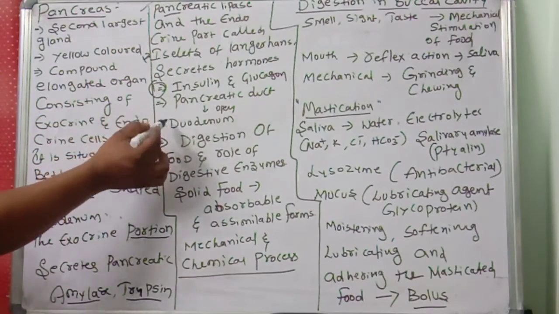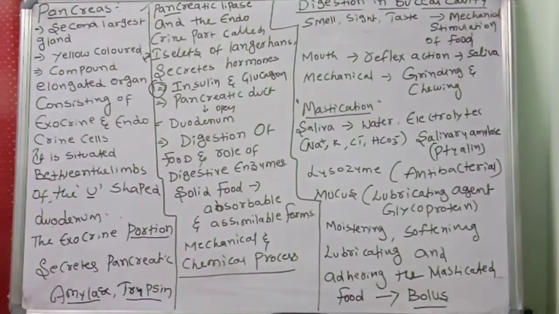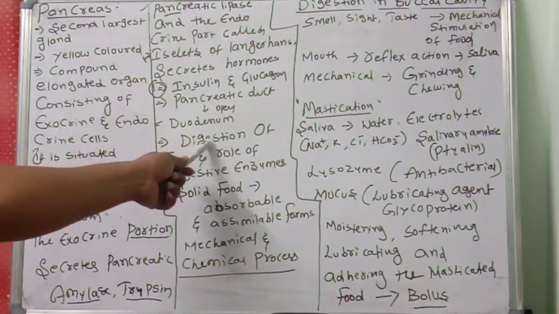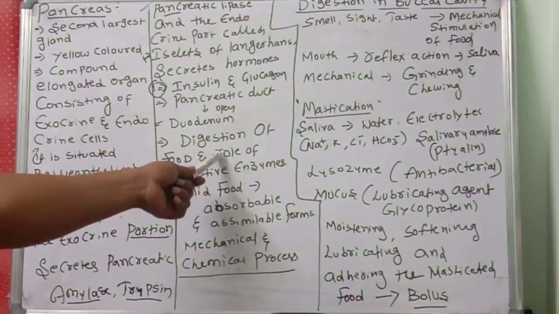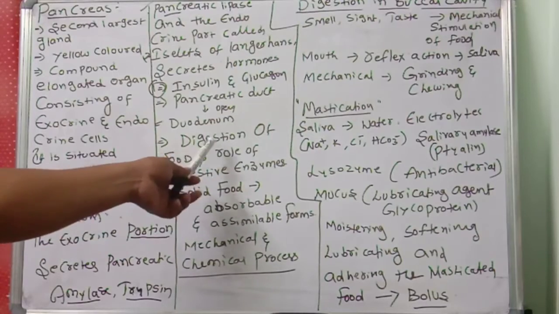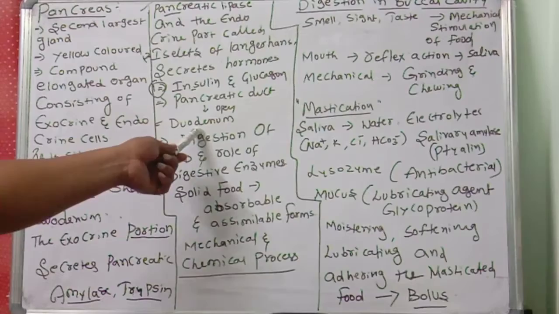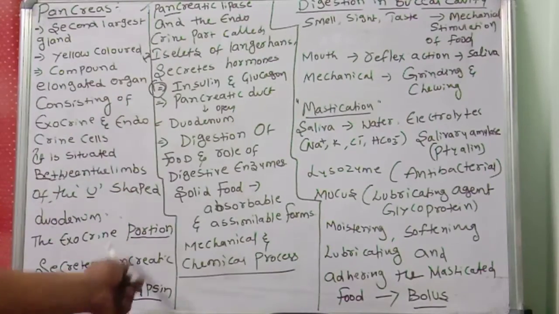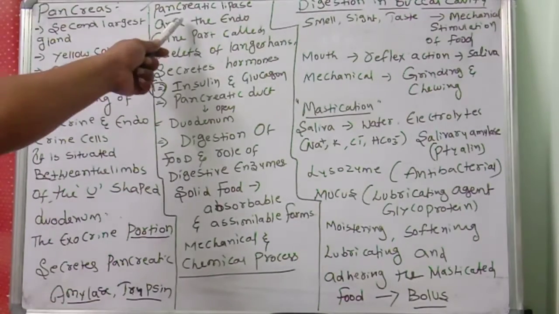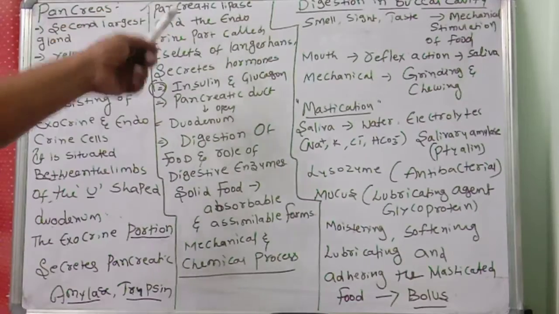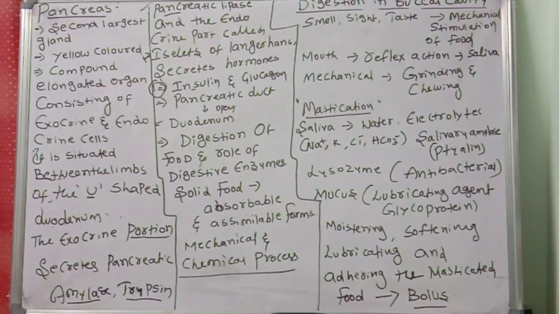The pancreatic duct opens directly into the duodenum. Pancreatic duct opens directly into which one? The duodenum. Now, the digestion of food and the role of digestive enzymes. The pancreatic juice helps in the digestion of food with the help of amylase, trypsin and pancreatic lipase. They digest the food materials. Some roles of enzymes we will also discuss in this concept.